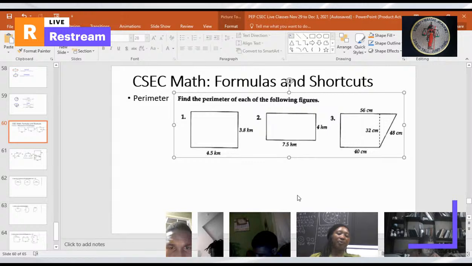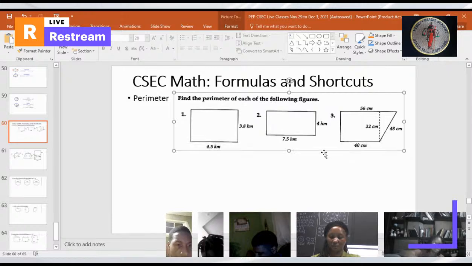So that's 3 points. Miss, 3.8. 16.6 kilometers. 16 point what? 6 kilometers, yes. All right, so that's correct. So it's 4.5 times 2 plus 3.8 times 2, or 4.5 plus 4.5 plus 3.8 plus 3.8, right?